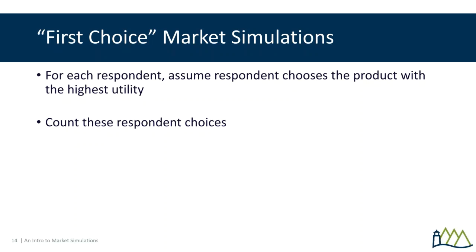So first choice is very simple, very straightforward, and we're going to assume that respondents choose the product that has the highest utility. And then for each product, we're going to report the percentage of respondents who chose that product as best. So it's a very, very simple choosing method.